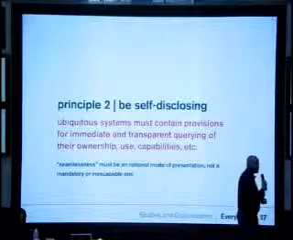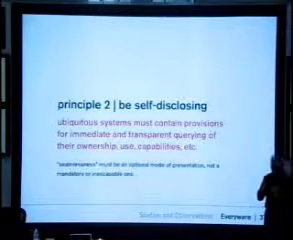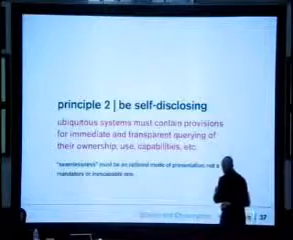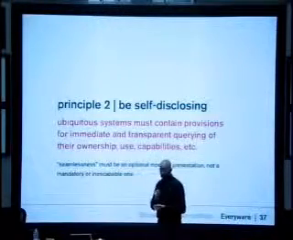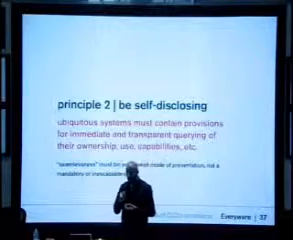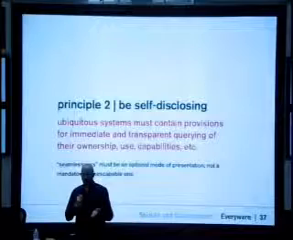When I say that ubiquitous systems must contain provisions for immediate and transparent querying, I mean both technically and non-technically. Now this begins to engage a very, very deep question in user experience, which is referred to as the juncture between seamfulness and seamlessness.